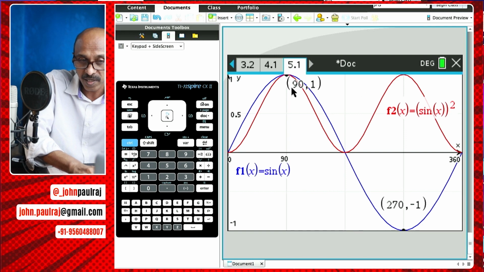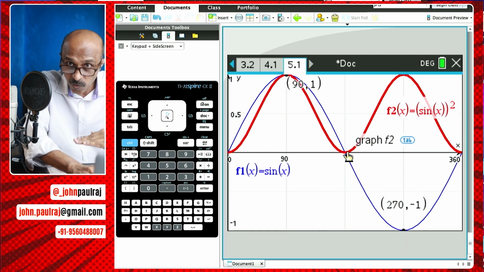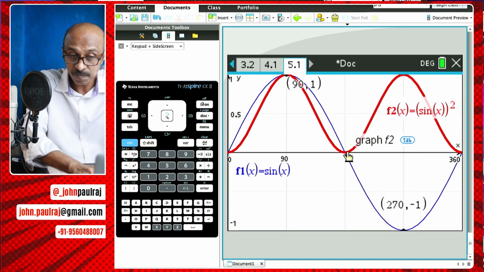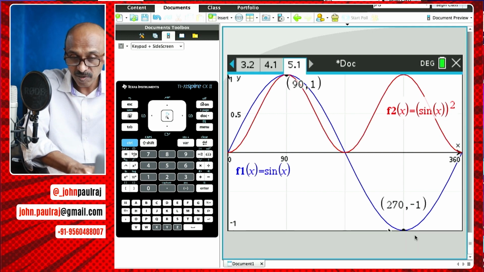Is that clear? For both of them, the max values occur at the same coordinates, 90, 1, maybe 270, 1. But the maximum value for both graphs is 1, but the minimum value for the red graph is 0. So the range, read it along the y. It's the y coordinates you're looking for, the minimum and the maximum. So from the minimum to the maximum, it's -1 to 1.